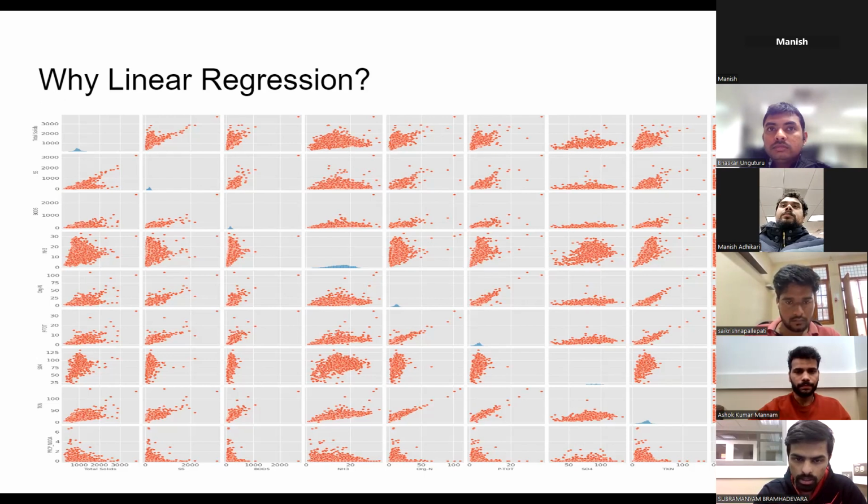In this way, there are linear correlations between some features. So we want to try how linear regression is going to work on these features. That is the reason we are going to use linear regression.